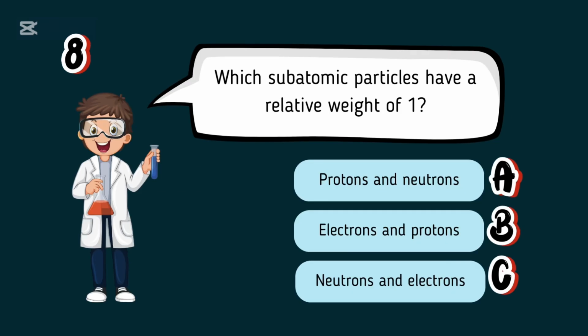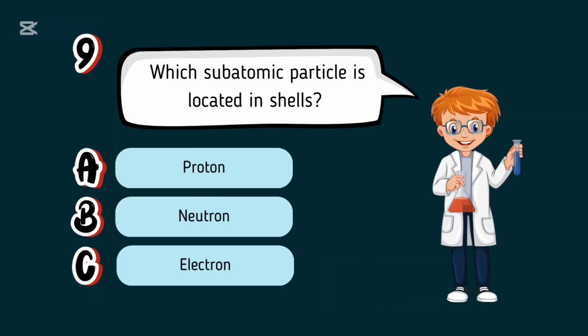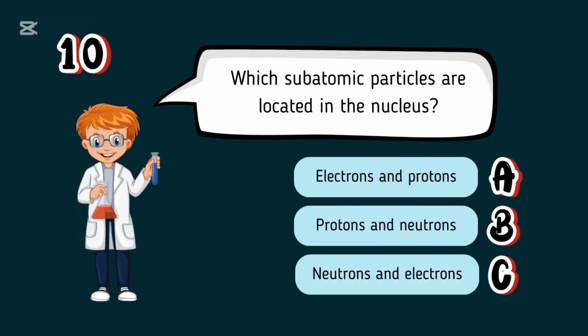Which subatomic particles have a relative weight of 1? A. Proton and neutron, B. Electron and proton, C. Neutrons and electrons. Which subatomic particle is located in shells? A. Protons, B. Neutrons, C. Electrons. Which subatomic particle is located in the nucleus? A. Electrons and protons, B. Protons and neutrons, C. Neutrons and electrons.